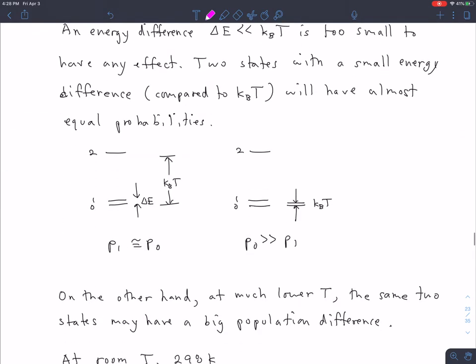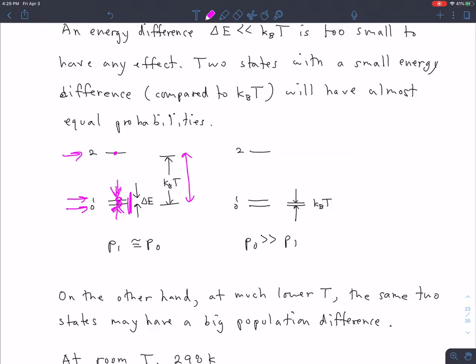So here's that illustrated again. Here's our three microstates in this case: state 1, state 0, state 2. Two of them are very close together, and I've got thermal energy that's much bigger than this energy gap. Then this energy gap just isn't going to matter. Both of these are going to have very similar probabilities or populations, and state 2 here is going to have a much smaller probability or population.